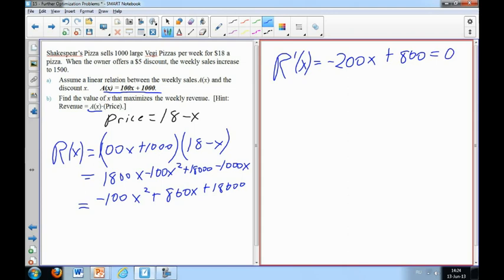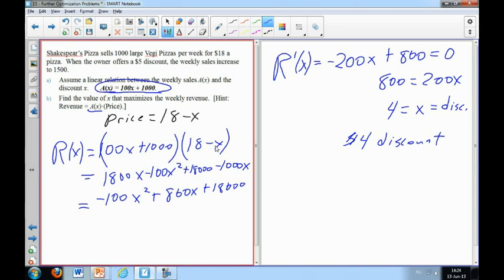So now we simply do the solving. 800 equals 200x, divided by 200 on both sides. Our x must simply be equal to 4. Again, x was our discount. So if that's the case, that means we would have a $4 discount. And that will give us our maximum revenue. Now, of course, we can go back and find out how many sales we would have by putting a 4 into our A of x here. So we'd sell 1,400 pizzas in that case.